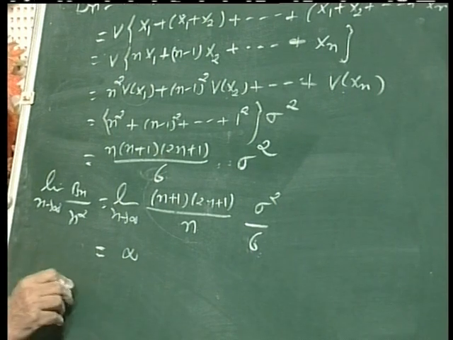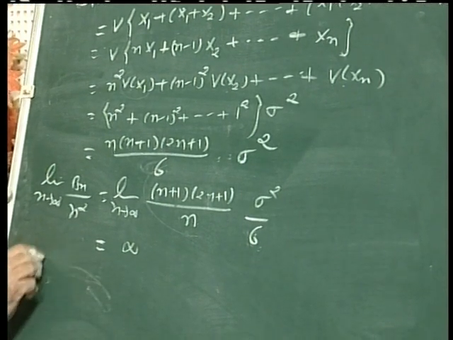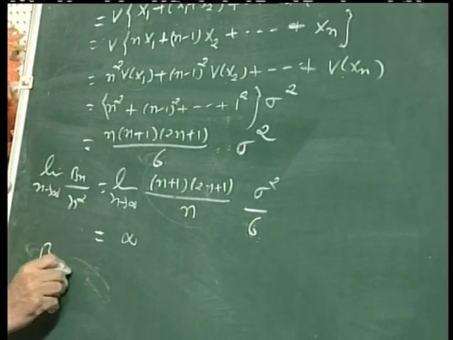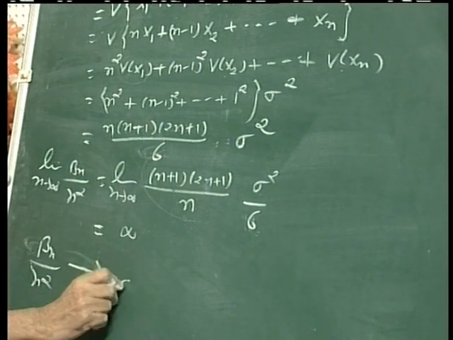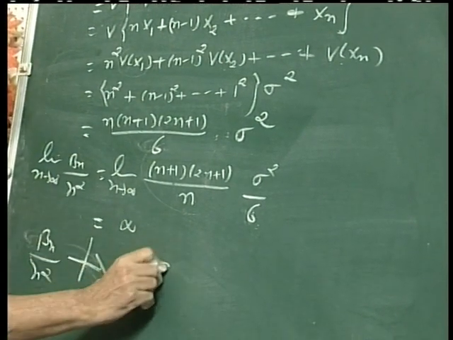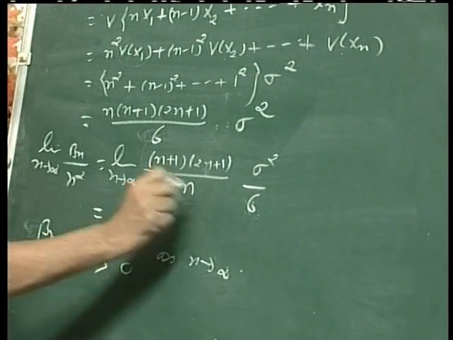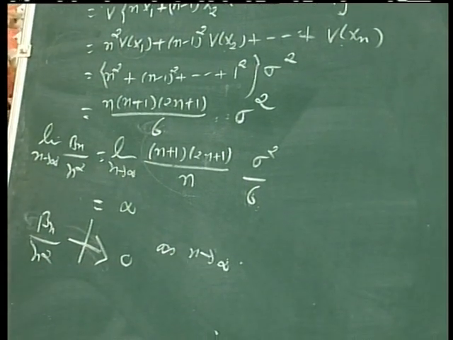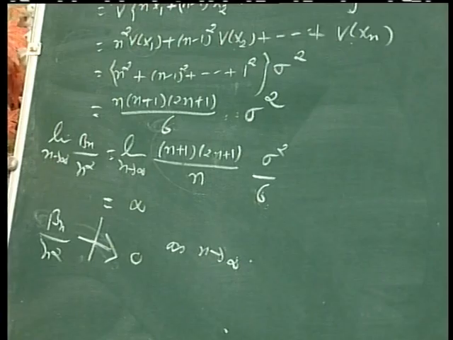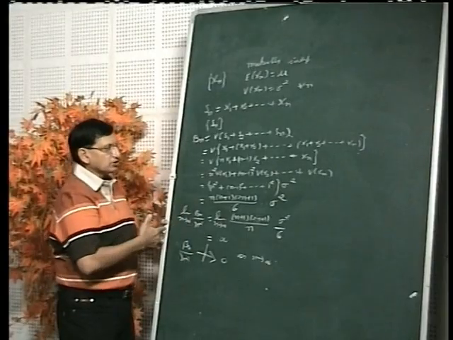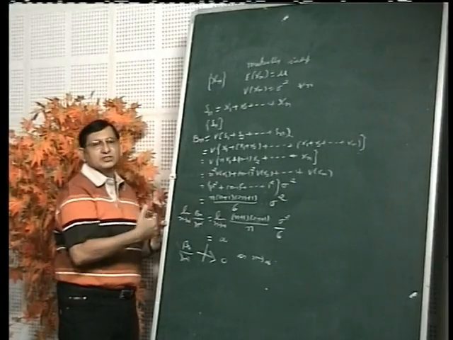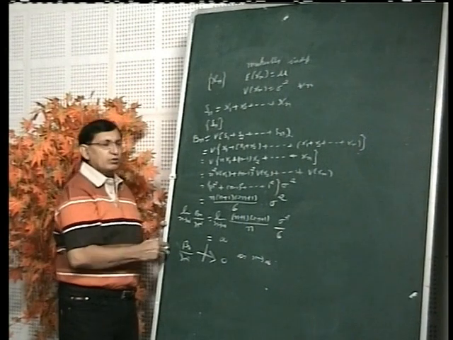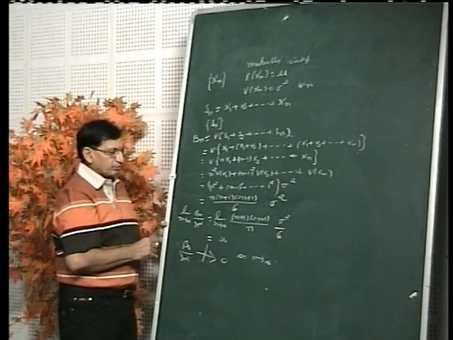So this way the limit of bn upon n square does not tend to 0 as n tends to infinity, and therefore we cannot apply the weak law of large numbers. Similarly, we can take some illustrations where all the three conditions may be satisfied and therefore WLL can be applied.